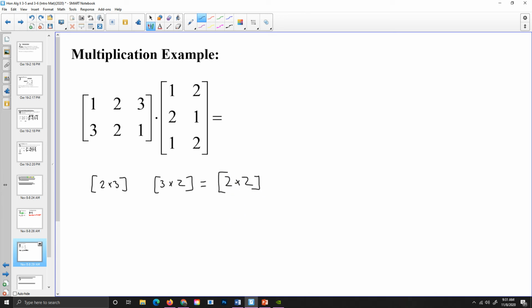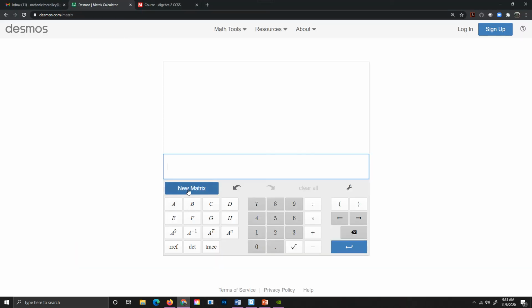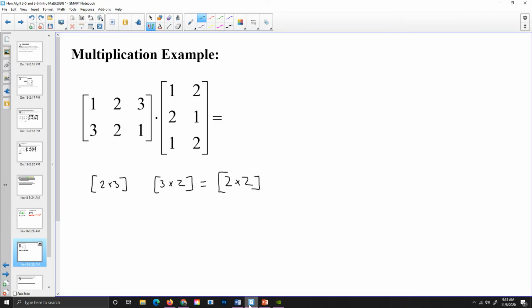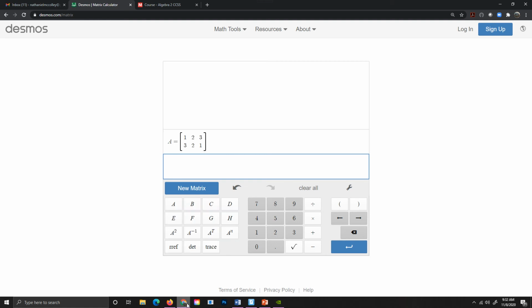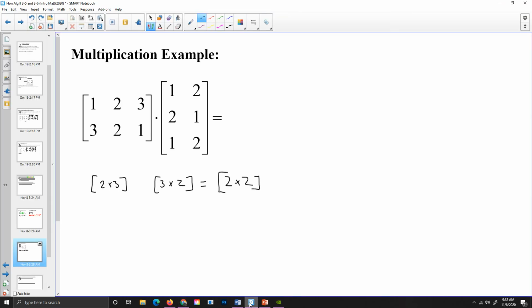All right, so let's go ahead and enter that data. We're going to have a new matrix, so we start with A, and that matrix was 2 rows and 3 columns. In the first row it was 1, 2, 3, and then the second one was 3, 2, 1. So we go 1, 2, 3, 3, 2, 1. We hit enter, and now matrix A is stored in Desmos memory. The second one is going to be a 3 by 2 matrix, and it has 2, 1, 2, 2, 1, 1, 2.